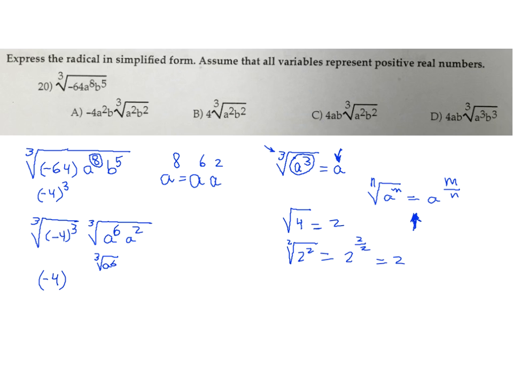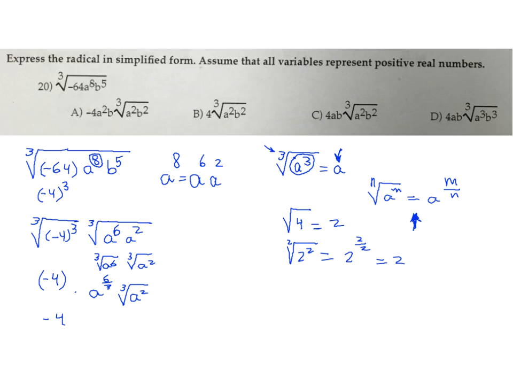So what would this be? This portion I cannot do much with because I don't have 3 of a kind here. But this would be a to the power of what? 6 over 3, right? According to this, m over n, this would be 6 over 3, which is 2. But this portion I have to leave under the radical.